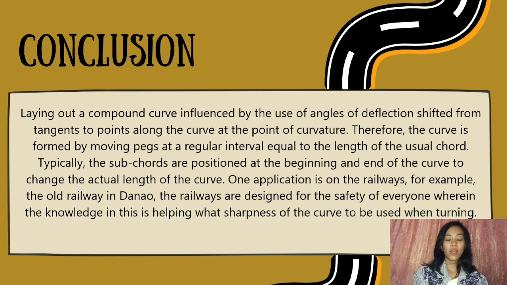For example, the old railway in Danao. The railways are designed for the safety of everyone, wherein the knowledge in this helps determine what sharpness of the curve to use when turning. So the importance of studying this application in a real-life context is that it affects the safety of the construction outputs, especially on railways.